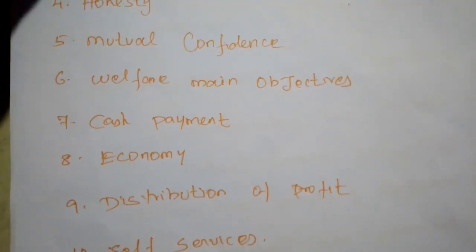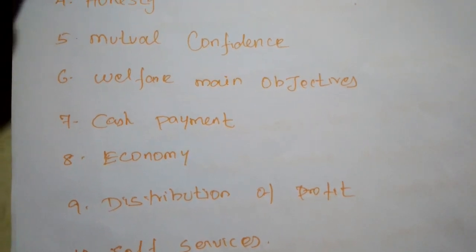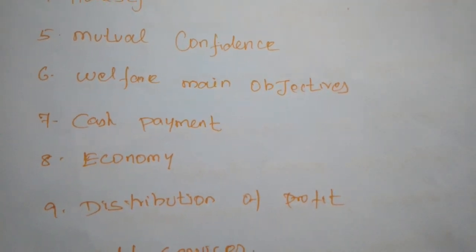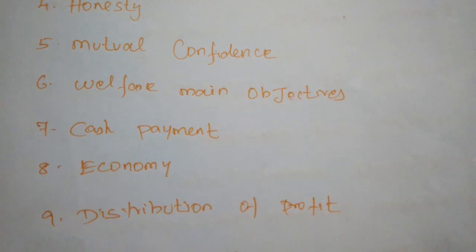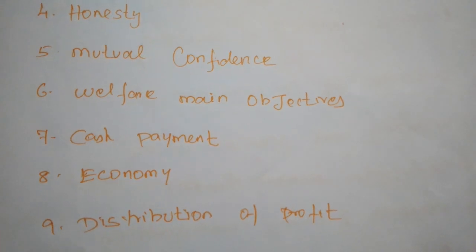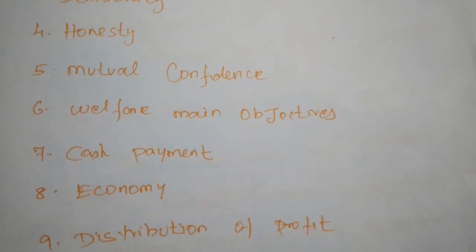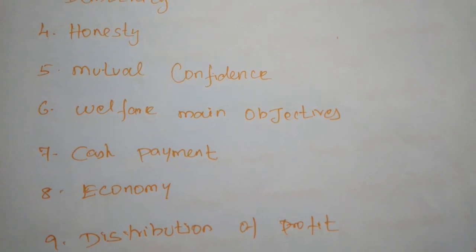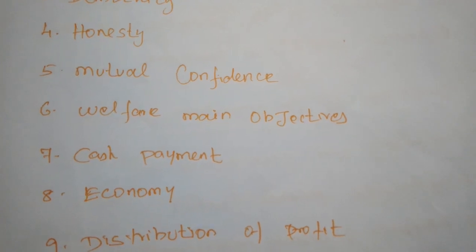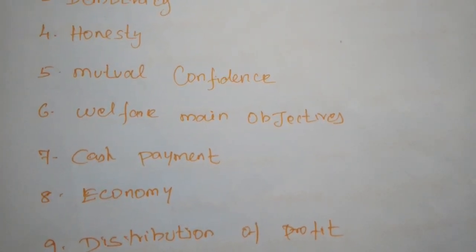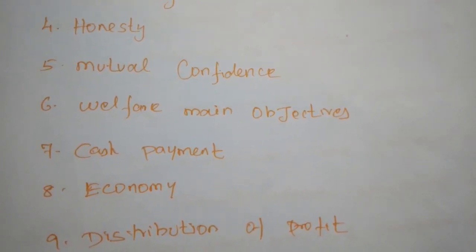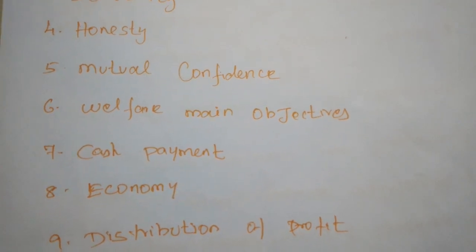Next, the welfare main objective. Its main objective is to provide goods and services to its members at lower prices. Already we have studied in economics that on the basis of demand only, the supply will be increased and the price also will be increased. But here, even if there is more demand, the price of the commodities will not be increased. They have to provide the goods and services at a reasonable price. This is the welfare main objective. On the basis of the welfare of human beings only, they have to consider it as the main objective.